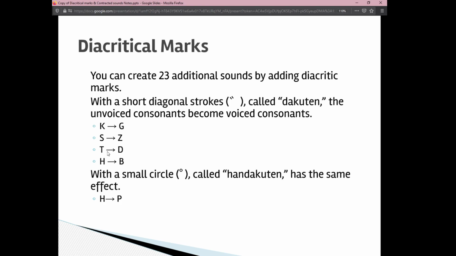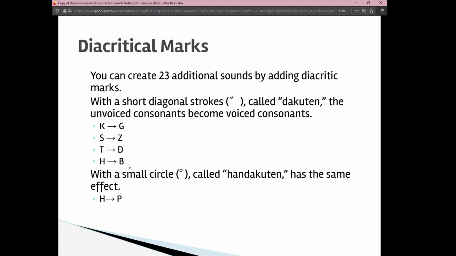Then we have our next one here, which is my favorite personally. Ta, in this case, would become da. So t, d, t, d. You can think of it as if you're saying ta-da, and that'll be an easier way to try to remember what kind of sound you're going to make there.